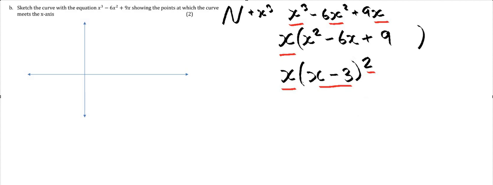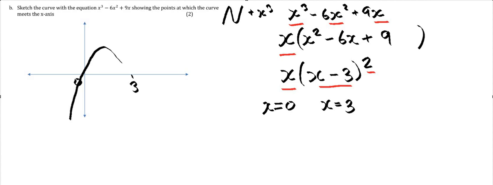So this tells me the first root is x equals 0, and this tells me that I've got a repeated root at 3. So we have 0 and 3. That means my curve is going to go up through 0, come down and bounce off 3 and go up.